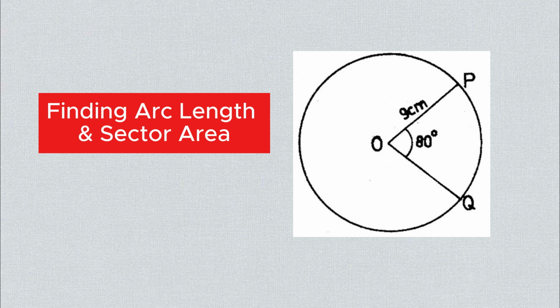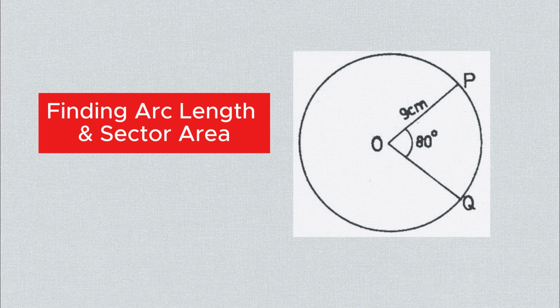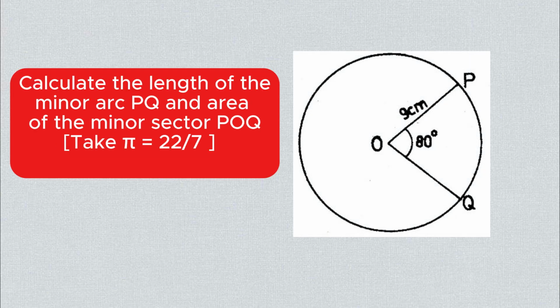Want to know how to slice a circle and find the exact distance around the edge or the space trapped inside? Here's the question. Calculate the length of the minor arc PQ and area of the minor sector POQ. Looking at the diagram, we notice that the angle that subtends the arc at the center is 80 degrees and the radius is 9 centimeters.